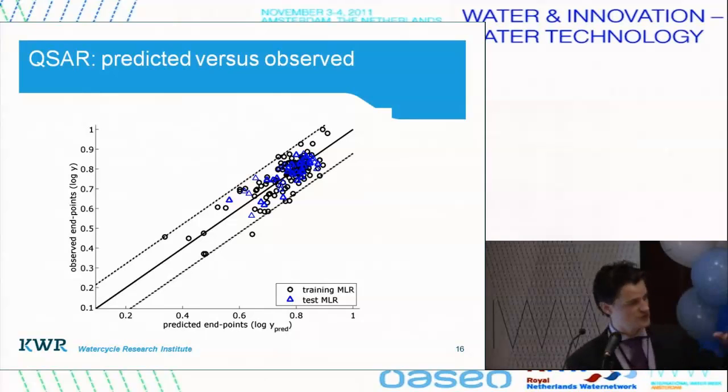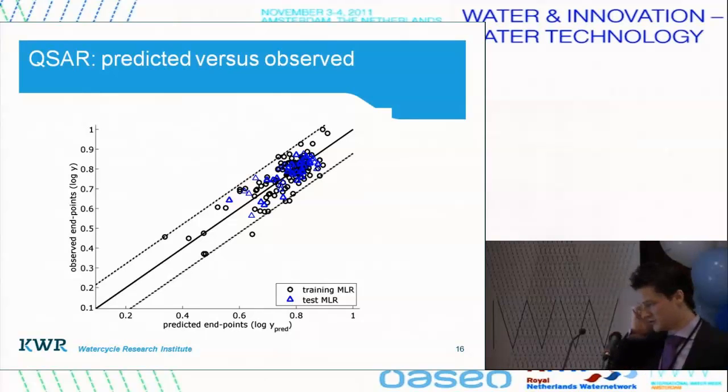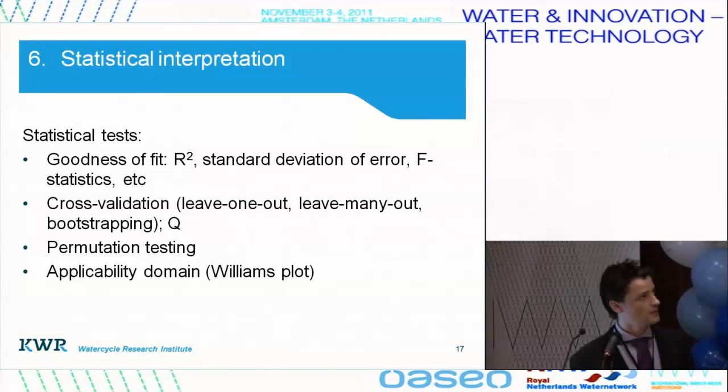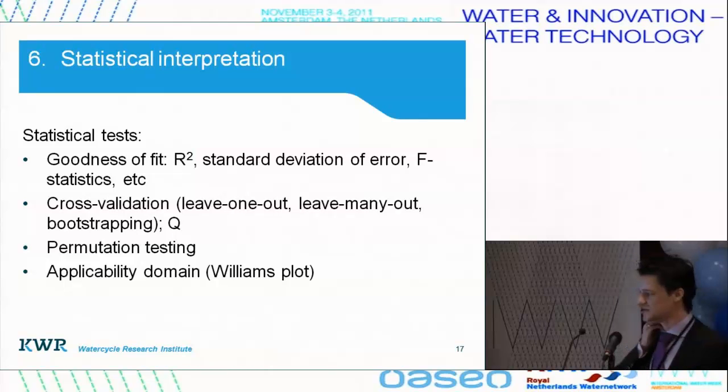So you put the prediction against the observed values, and you see that they all fall within 5 or 10% of the predicted values for both the training and the test sets. So this QSAR prediction looks okay. But we want to know a little more about it. How does it work? So we also need a statistical interpretation of the model.